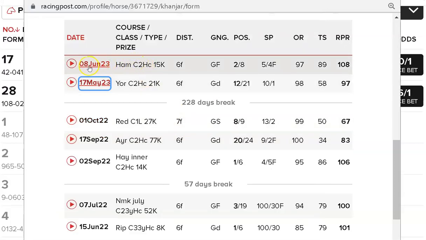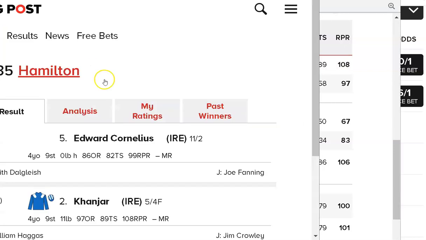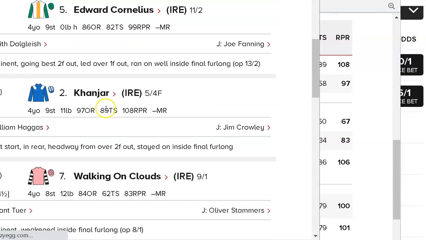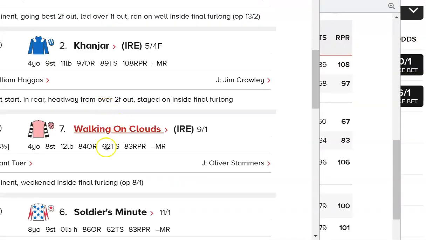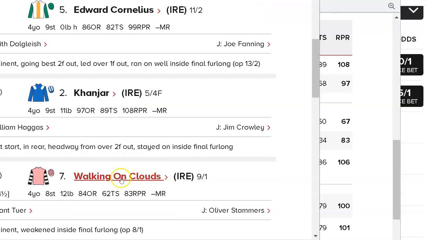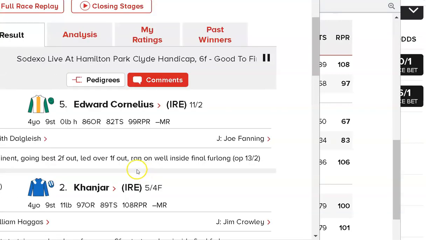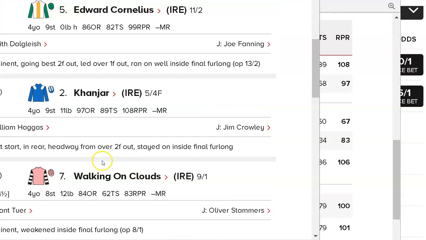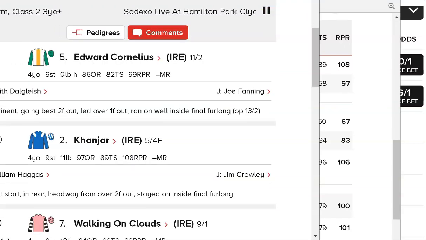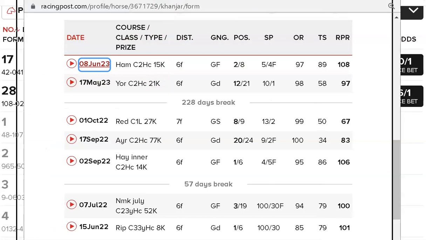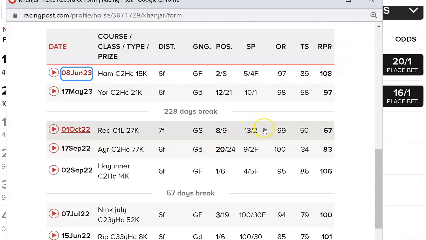They then sent him to Hamilton just the other day, and he runs an excellent race where he only gets beat a length, but they pulled 3.5 lengths clear from the 3rd, who is a well-treated, in-form horse, Walking on the Clouds, who had won his previous start. They went a good hard gallop, and he finished really well, Kanjar. And I just want to show you something. I've fallen in love with this horse already.